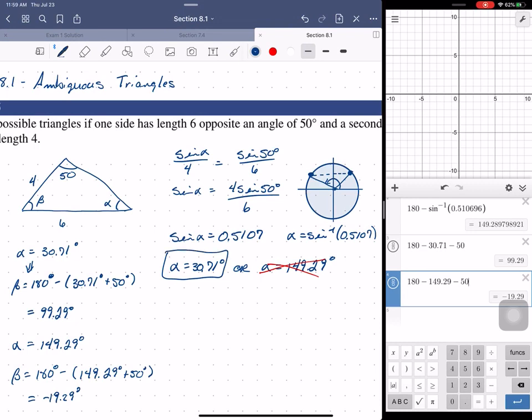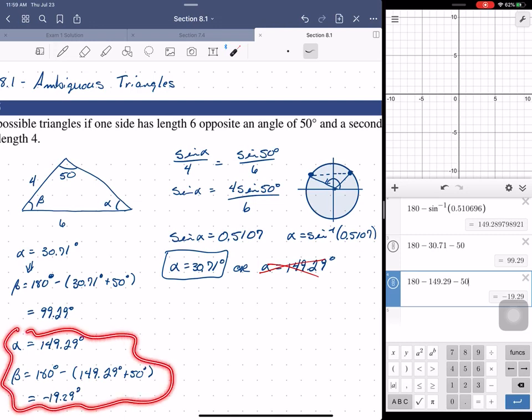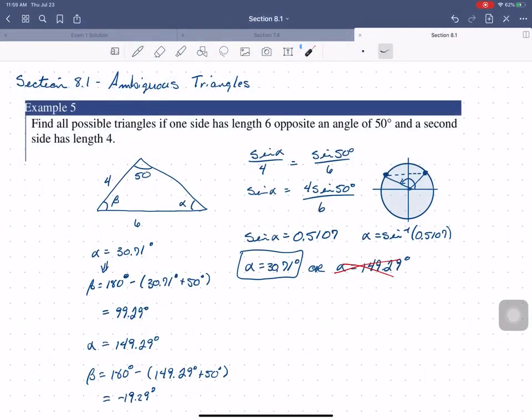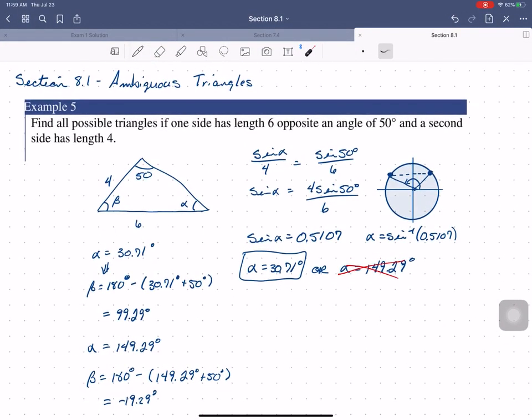But here's the deal. Sometimes this second calculation leads to a positive angle, and you can have a second possible solution. Okay? So be aware of that. You'll run into those in the homework, and now you know how to handle them.